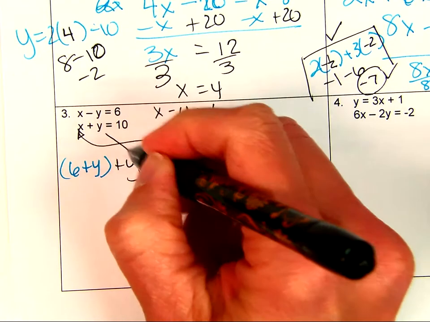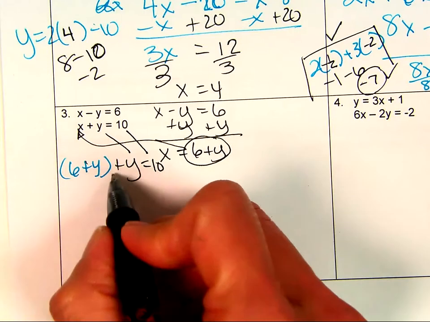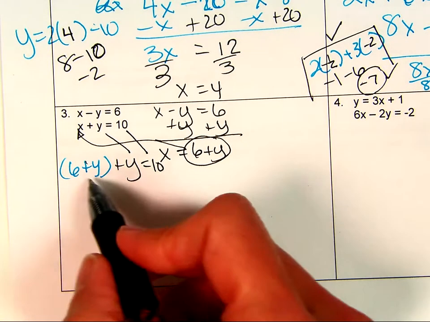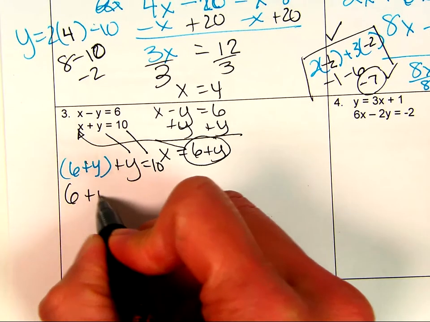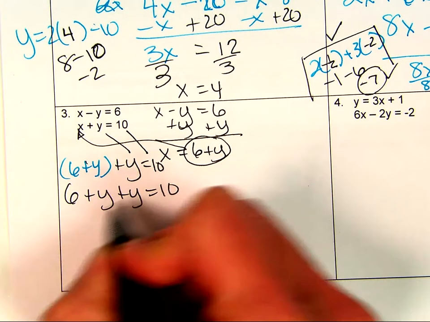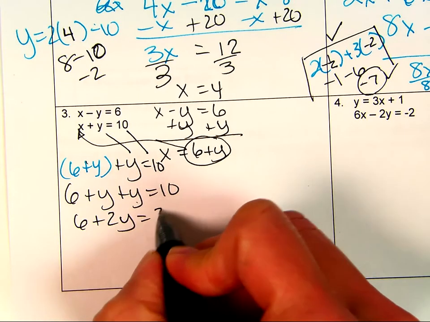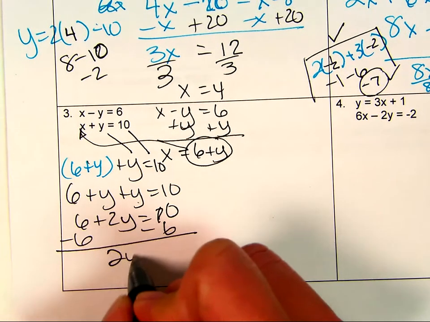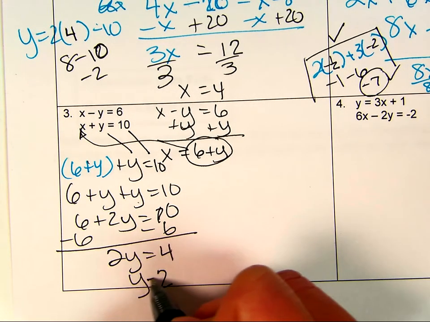So these are the same, and I'm just substituting that. So this parenthesis is just because that's what x equaled over here. You don't really need them because there's nothing being multiplied. So I could have rewritten that as 6 plus y plus y equals 10, and then 6 plus 2y, because 1y plus 1y is 2y. And then I can subtract 6 from both sides, so 2y equals 4. And if 2y equals 4, y must equal 2.